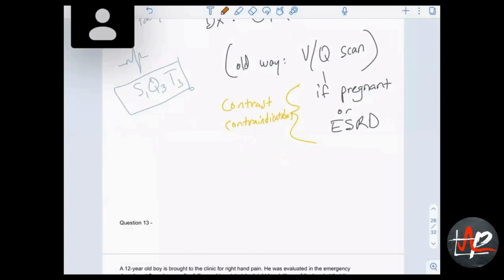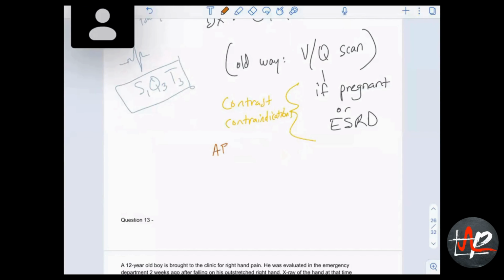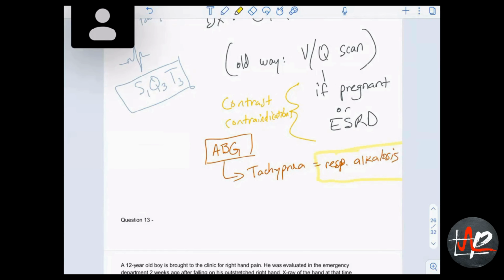Okay, so what would you see on the ABG for this patient? Well, because of their tachypnea, you're going to see respiratory alkalosis. This is super high yield for Step 1 and Step 2, knowing respiratory alkalosis is associated with a pulmonary embolism. And the reason is because of the tachypnea.